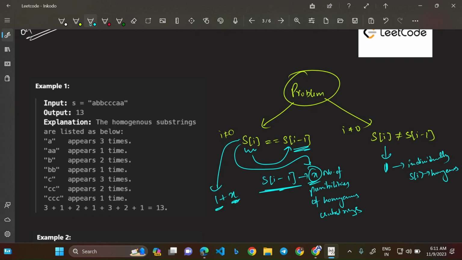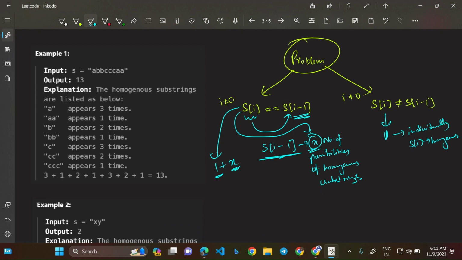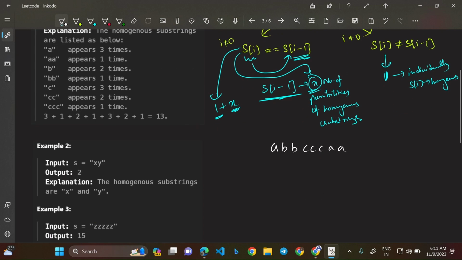So let us dry run this with the very first example case. The example given to us is A B B C C C A A. Now let us assume we are standing on this particular point. Initially the number of homogeneous substrings possible is 1, because A will constitute only one character. Leave about the right side, only focus on the particular index. So now the answer is 1.